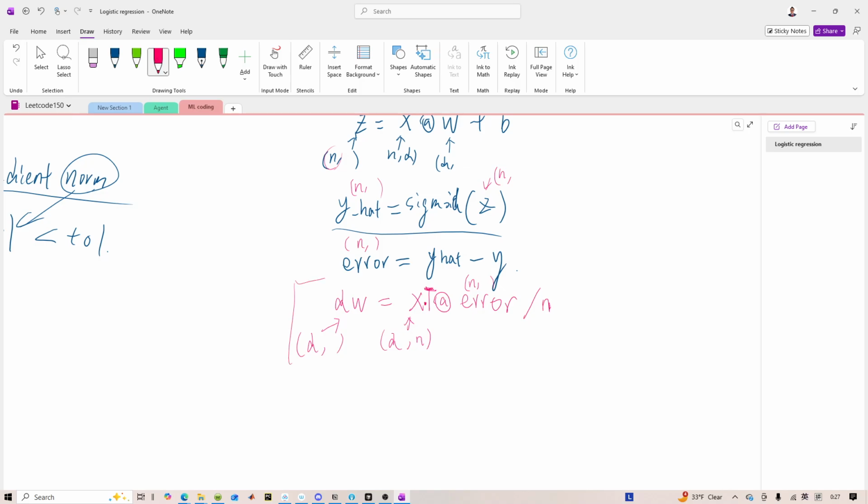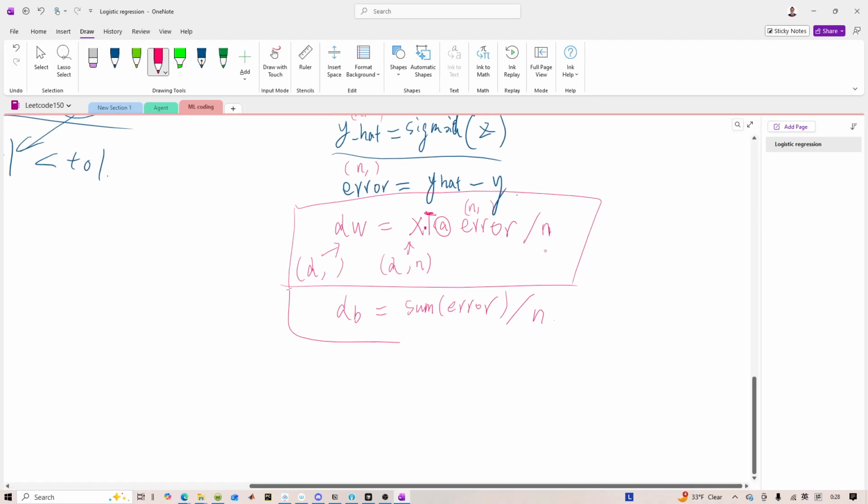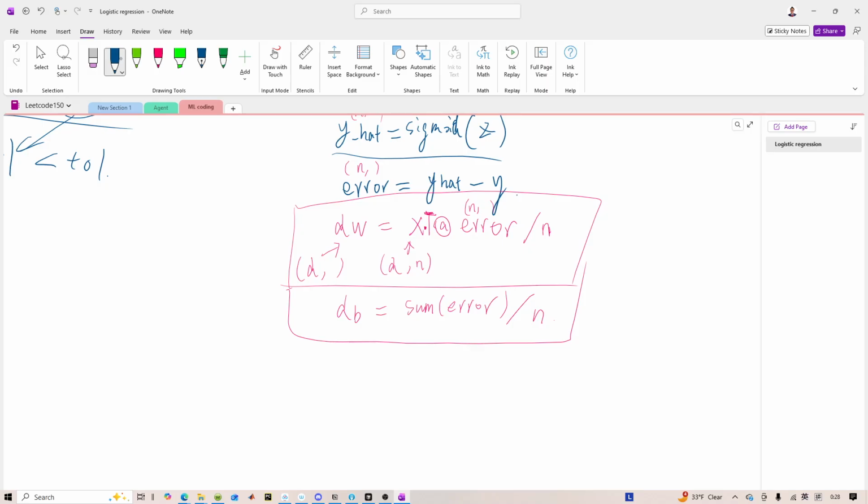So this equation is what you want to remember for logistic regression, and dB is equal to the mean value, which is here. I would just sum up all the errors, which has n, and then divide by n, which is the mean value of the error. That is your bias. So these two equations are worth memorizing. After that, it's pretty standard.